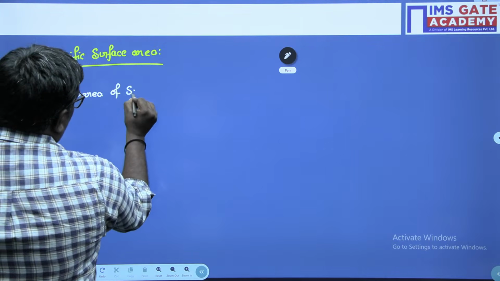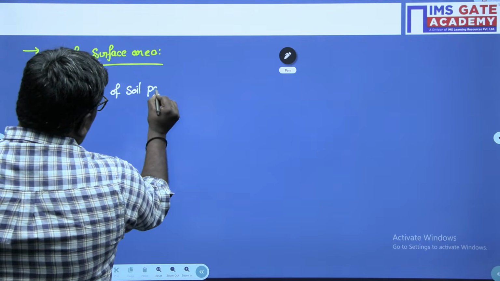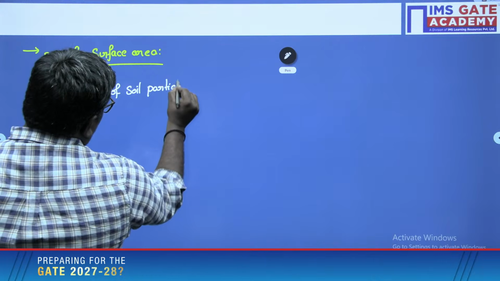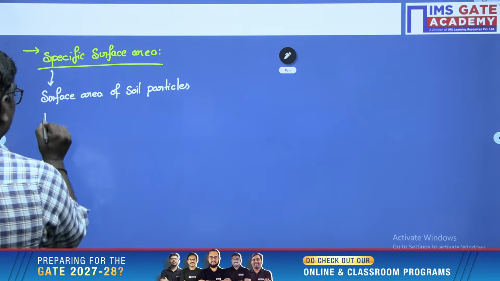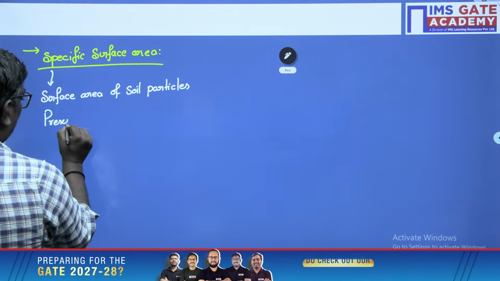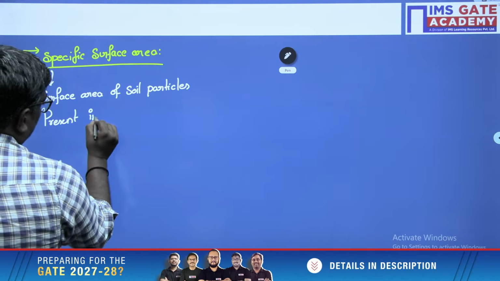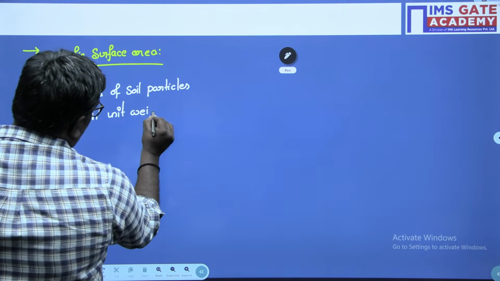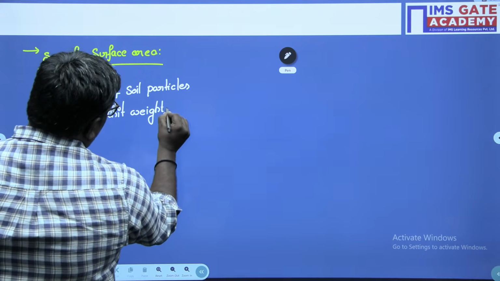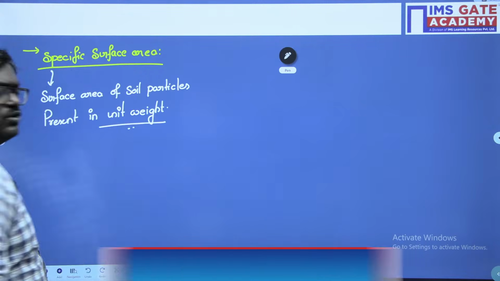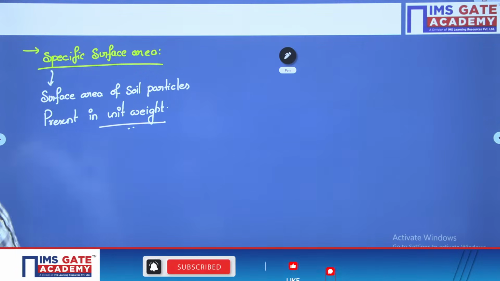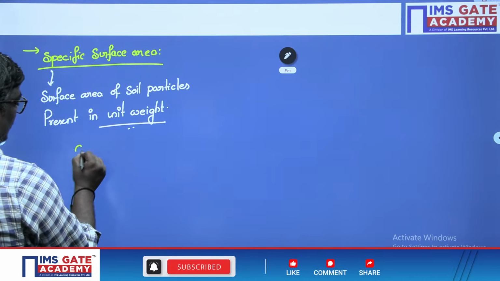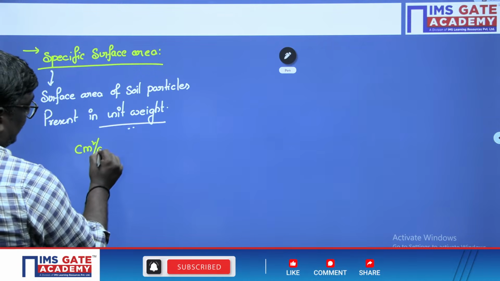Specific surface area is what, sir? It is the surface area of soil particles present in unit weight. This is known as specific surface area. Usually the units will be centimeter per gram.